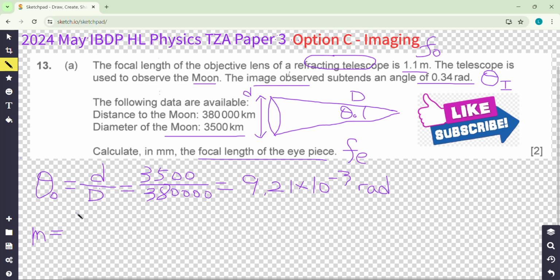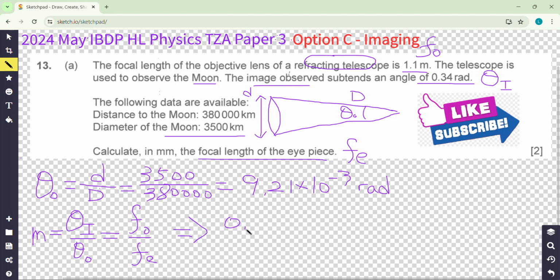Magnification, first of all, the definition, right? It is angular magnification, so image over object angle. And then it is a telescope. So for this apparatus, the magnification is f0 over fe, or from the data booklet, just take the correct ones. So you substitute all the things inside. Be careful, don't make careless mistakes.